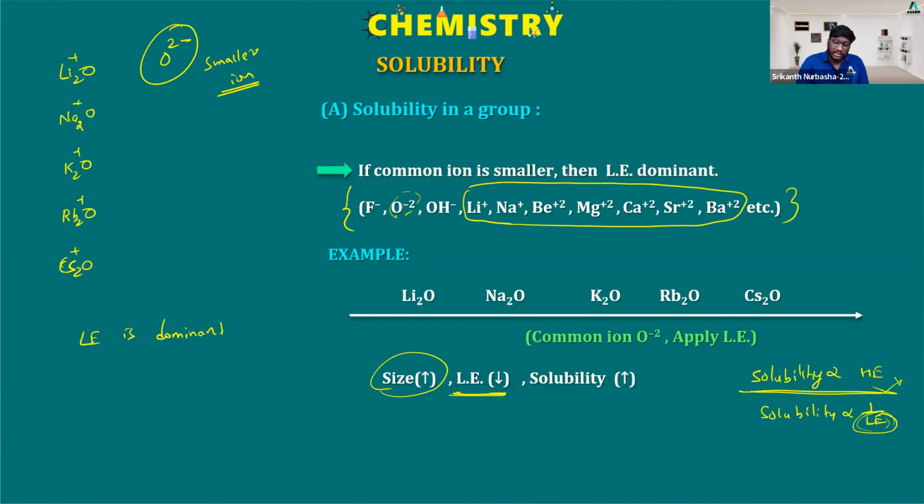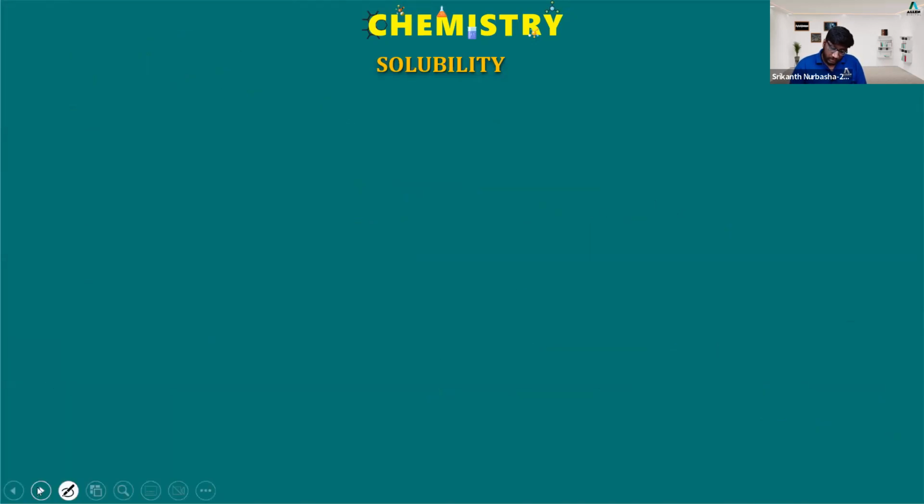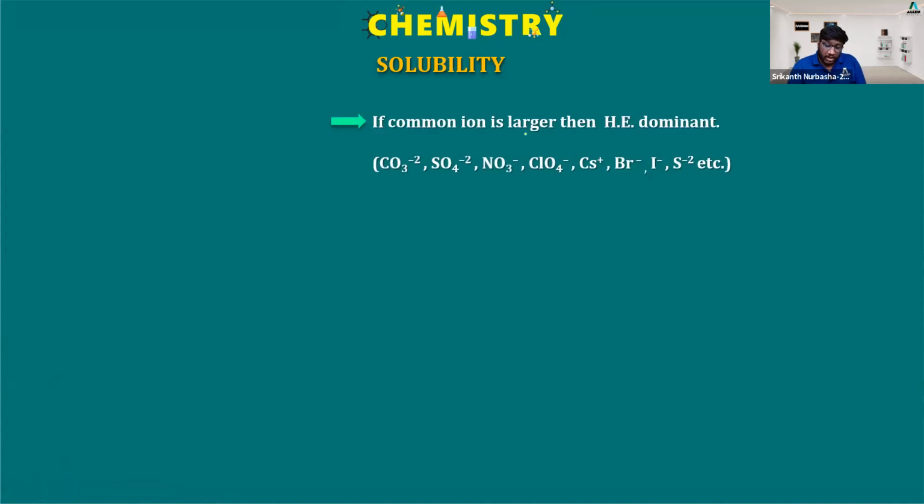Why? Because the ion is a smaller ion. When the ion is smaller, it will develop more charge density. Thereby, lattice energy is going to be the dominant factor. Whenever we have large ions, hydration enthalpy is dominant. If the common ion is larger, then hydration enthalpy is dominant. Like whenever we have carbonate, sulfate, nitrate, ClO4 minus, Cs plus, Br minus, I minus, S minus 2, then hydration enthalpy is dominant.